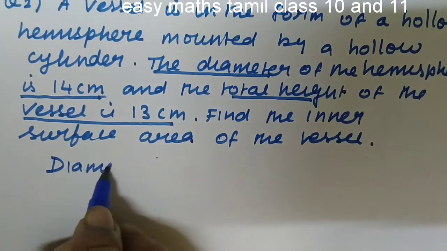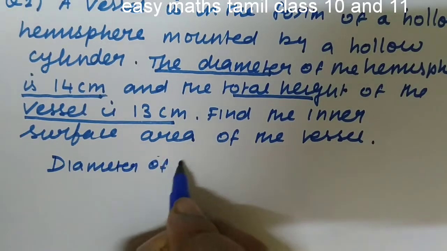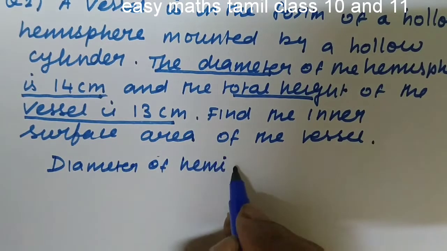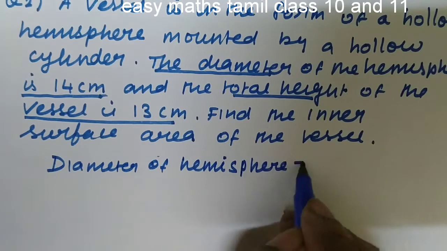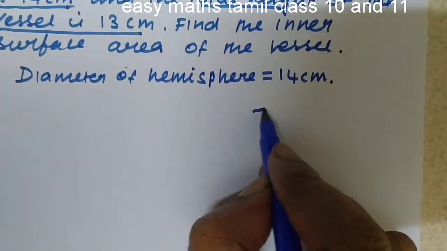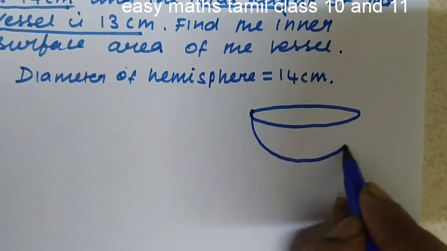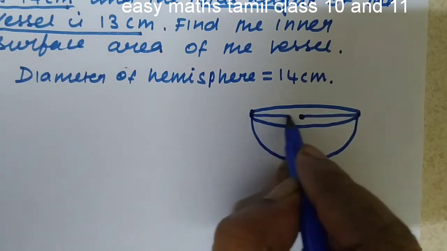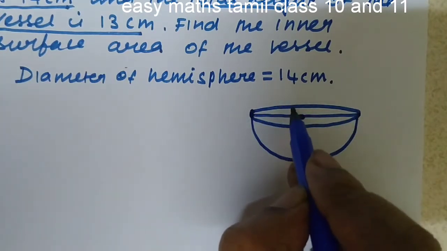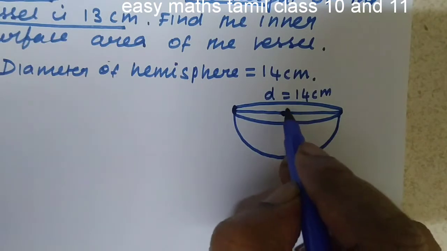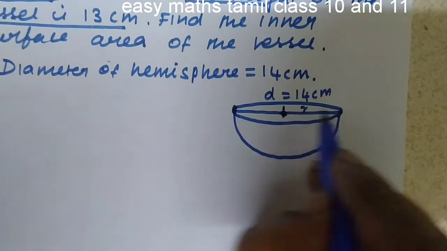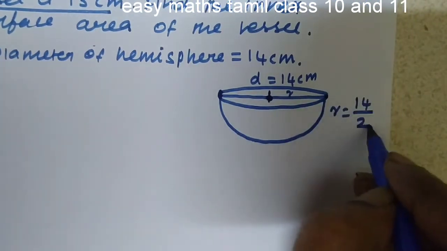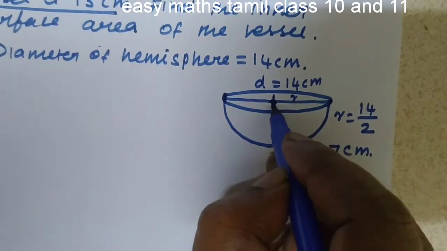Diameter of the hemisphere is given as 14 cm. We can calculate the radius of the hemisphere. Radius equals diameter by 2. 14 by 2 is 7 cm. So the radius of the hemisphere is 7 cm.